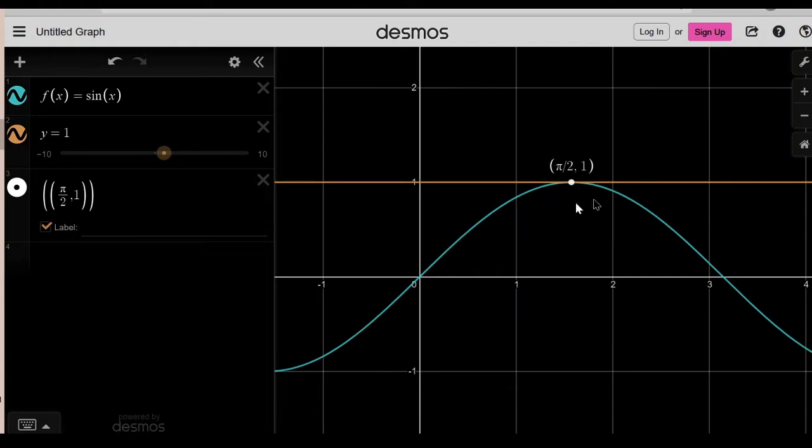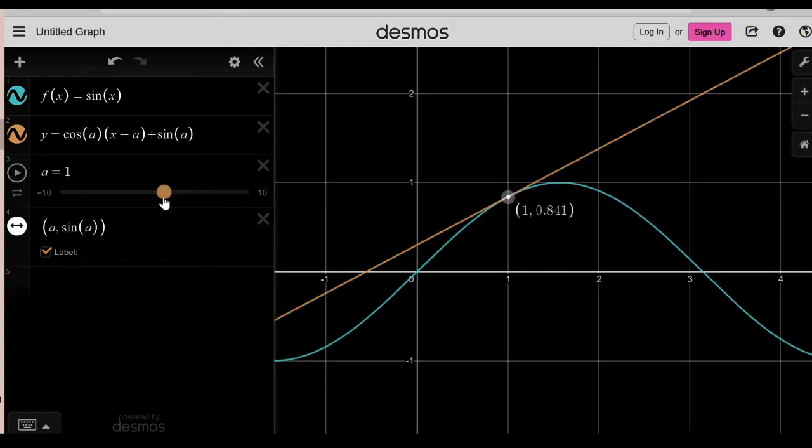The tangent line is also flat at that location, and the tangent line passes through this point, pi over 2, 1. So the tangent line and the graph share this point in common, and the tangent line and the graph have, roughly speaking, the same slant or the same slope at that location.